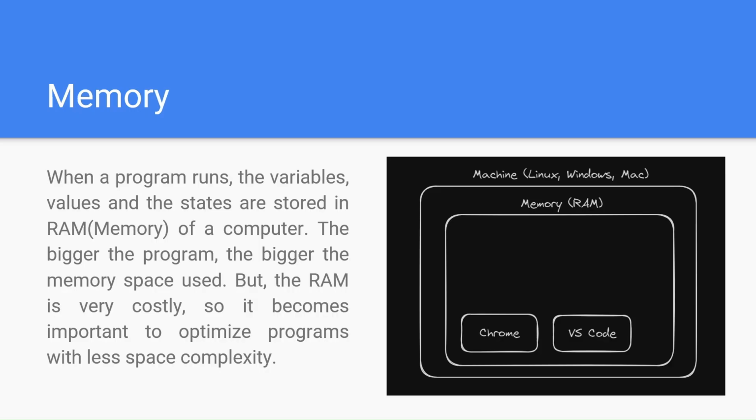Also, the RAM is very costly, so it becomes really important. RAM is also memory, short-term memory. So it becomes very important to have less space complexity so you can run multiple programs at once. Now you know in DSA why space complexity is also required.